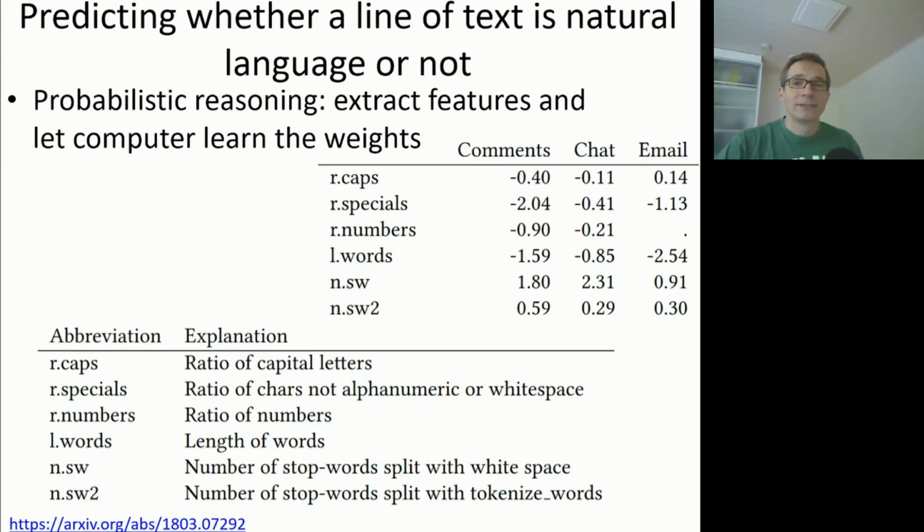So to come back to the example of predicting whether a line of text is natural or not, we extracted 11 features. Some of the features are shown here on the screen. For example, in a line of text, the ratio of capital letters was one of the features. We also had a ratio of characters that are not alphanumeric or white space, meaning, for example, a comma or a question mark. We measured the ratio of numbers in the line of text and also the length of the words.